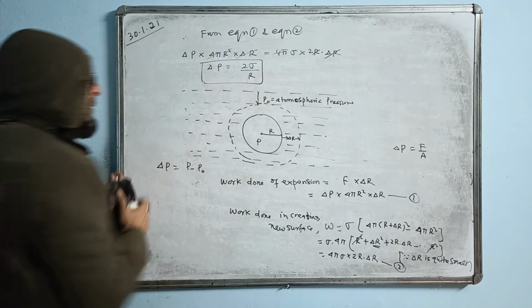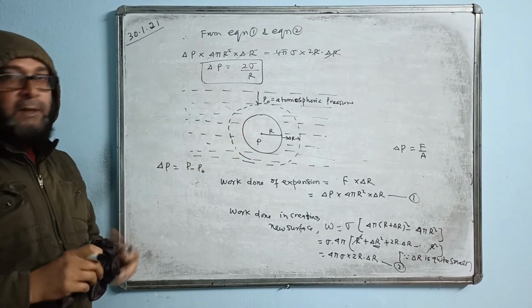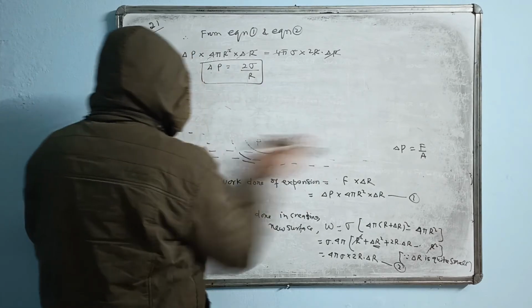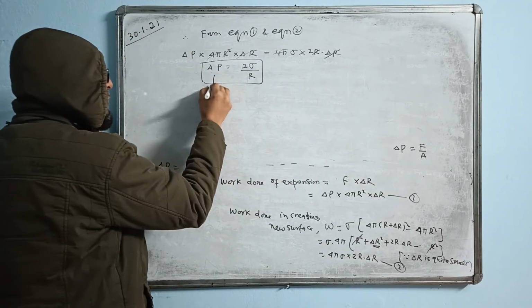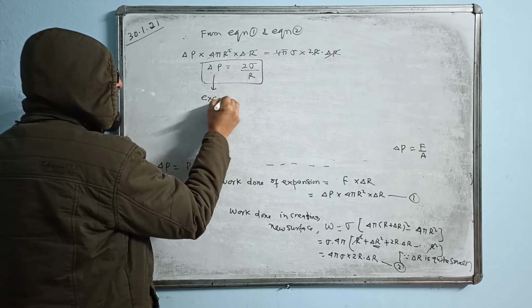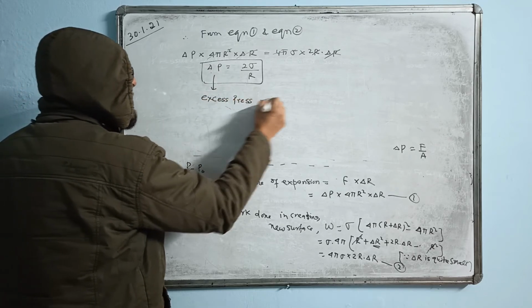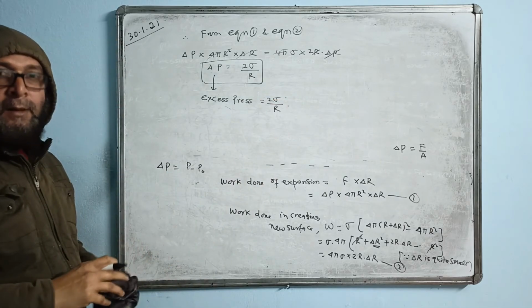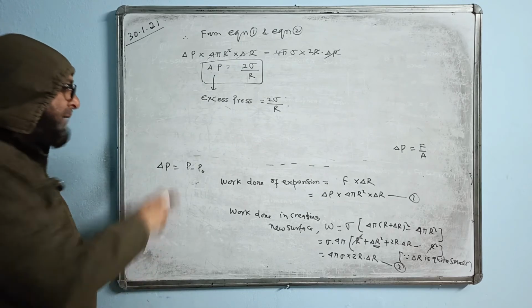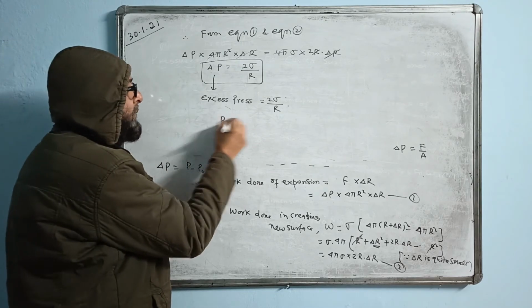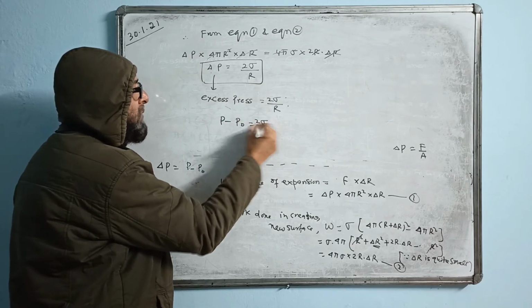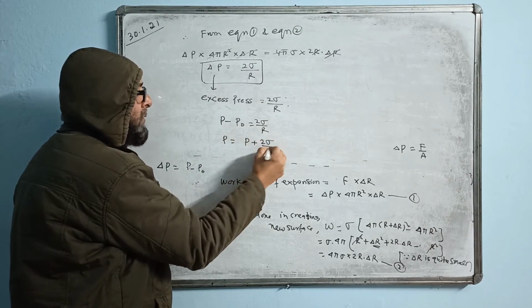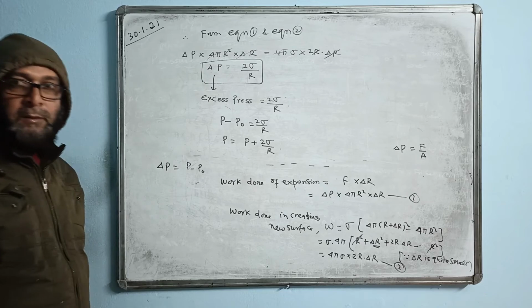This is the formula. The pressure difference, also known as excess pressure, becomes 2 sigma by R. And if you have to find the inside pressure: delta P is P minus P naught. We write P minus P naught is equal to 2 sigma by R. Therefore, P value will become P naught plus 2 sigma by R. This will happen.